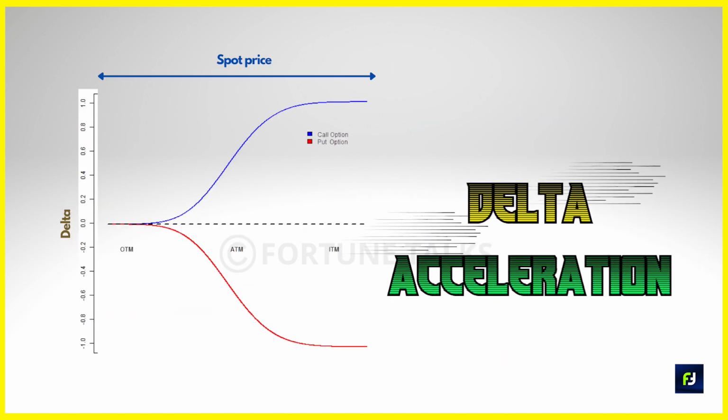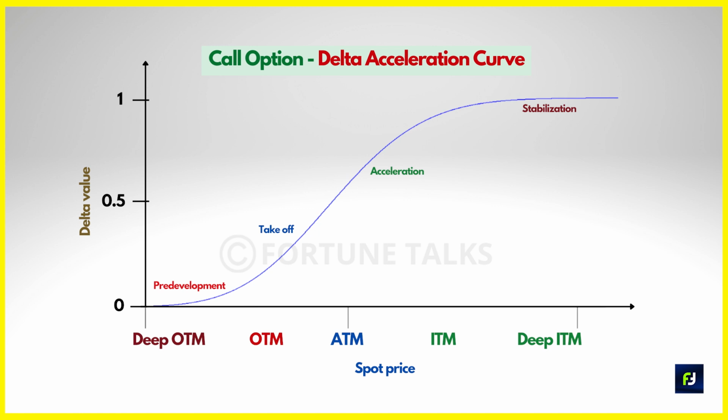This is the delta acceleration graph, whose y-axis is the delta value from 0 to 1 for call options or 0 to -1 for put options. The x-axis represents the moneyness of options for a change in the spot price of the underlying. Either way, the concept is the same for both types of options contract, so we will discuss it primarily based on call options. So there are four stages mentioned in the graph, starting from pre-development to takeoff to acceleration and finally the stabilization stage.